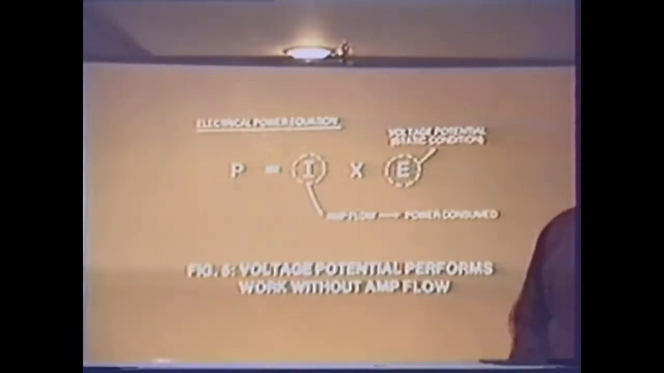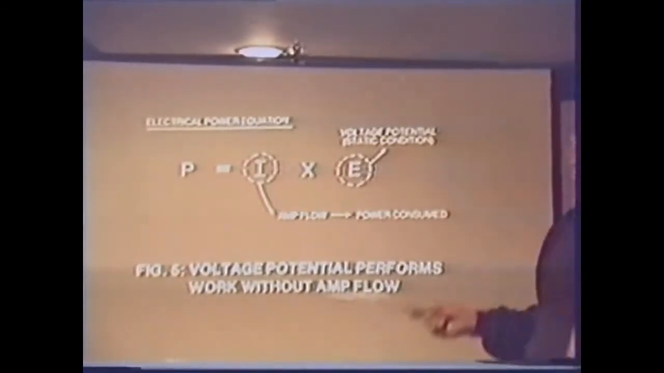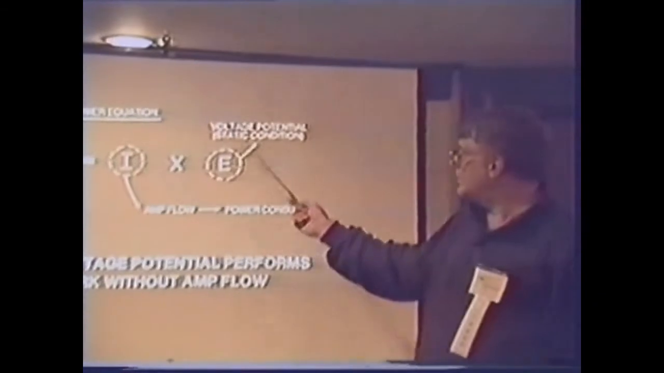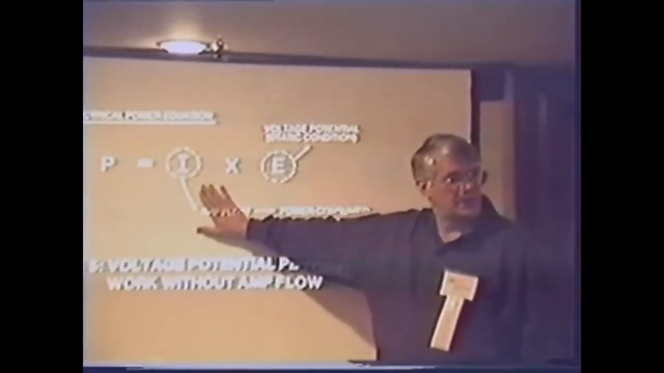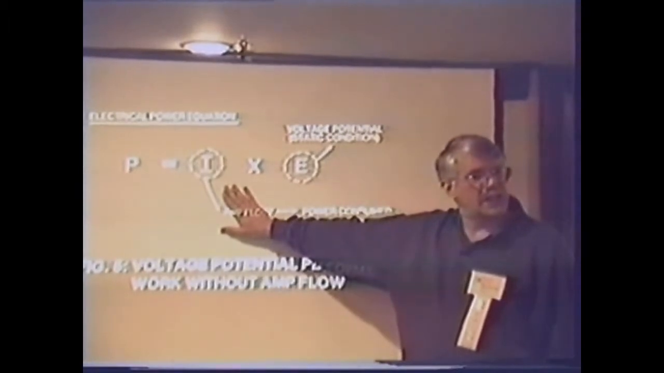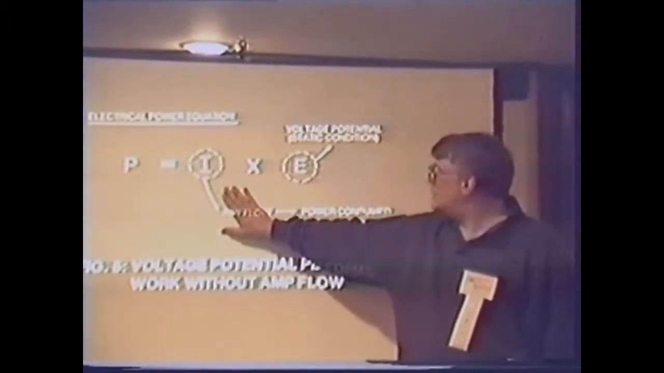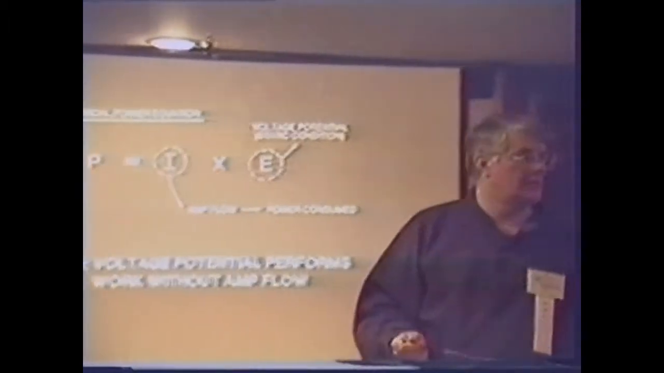Now we know in electrical power, there's two aspects to electrical power, right? There is amp flow, which consumes electrical power, isn't that so? And then you have voltage. If I were to restrict the amps, what do we have left over? Voltage. Voltage is not consumed in an electronic circuit, therefore it becomes potential energy. Can you use potential energy to perform work?